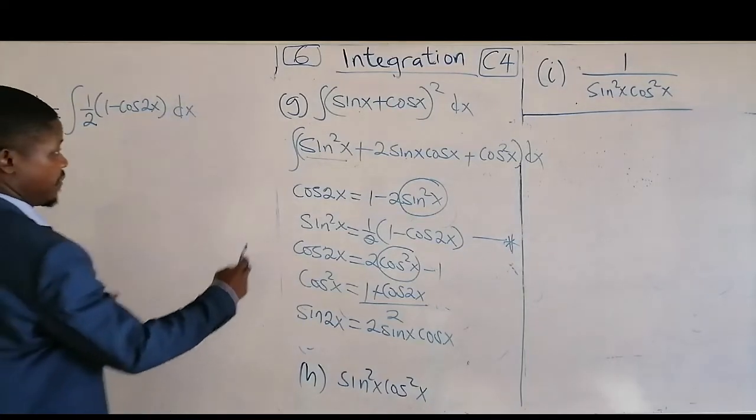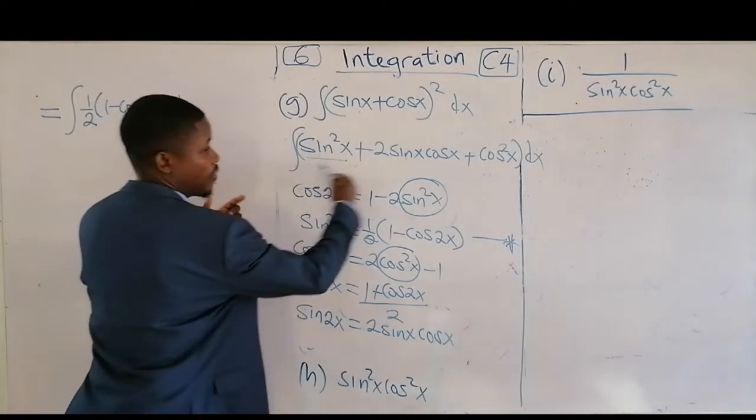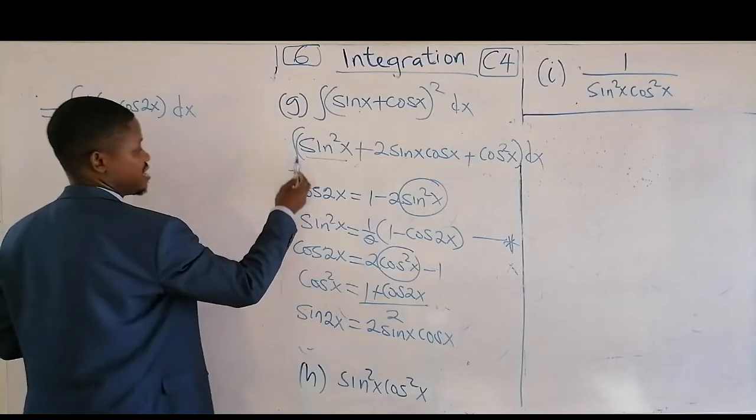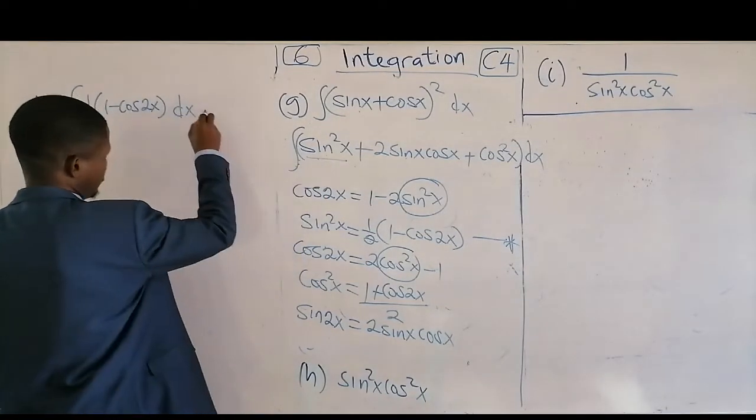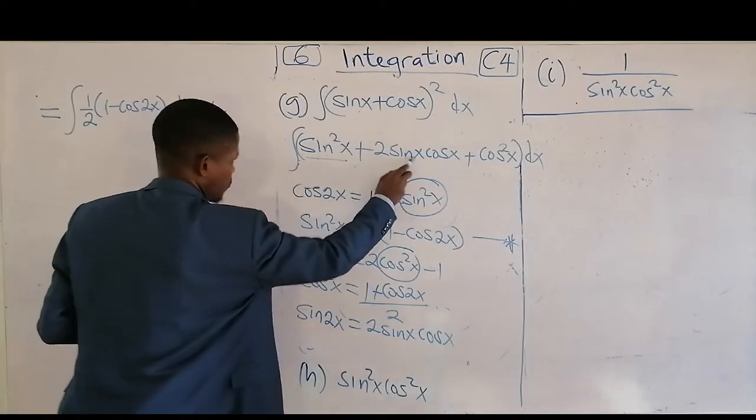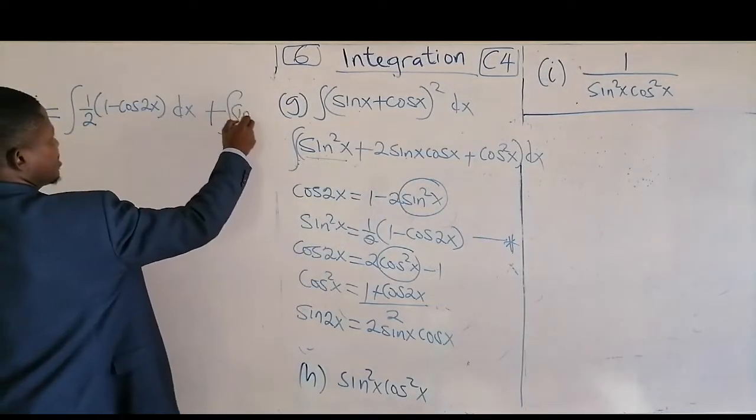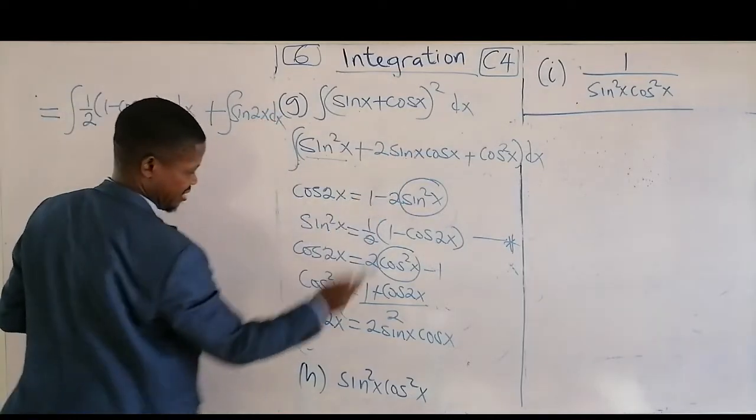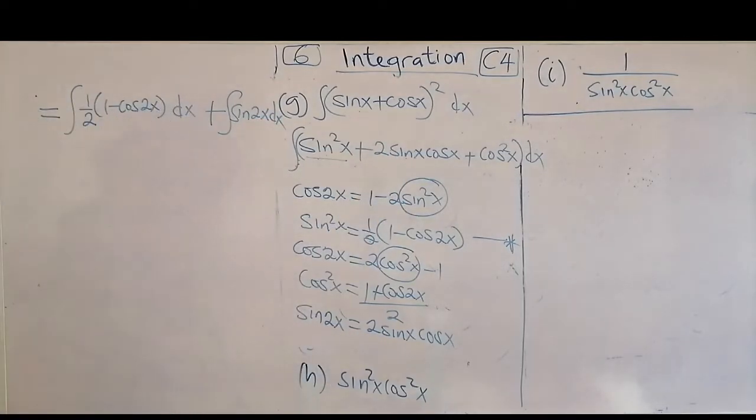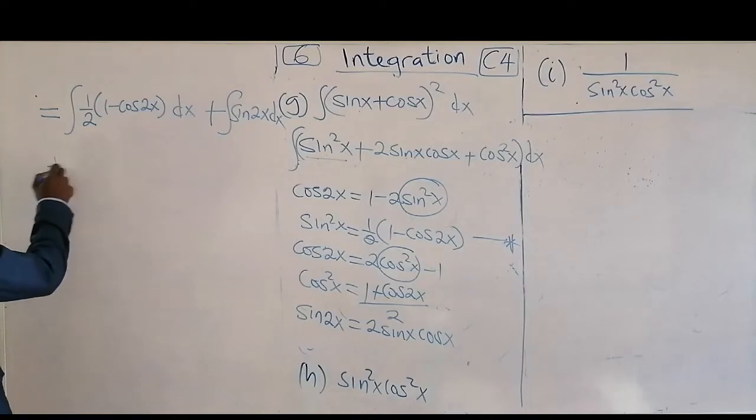Okay? Don't forget that the integral of a sum of functions is equal to what? The integral of each of the functions. So this one is done. Then plus the integral of this one, which is sine 2x dx. The integral of this one is here, that's sine 2x. Then the third one, plus the integral of cos square x.